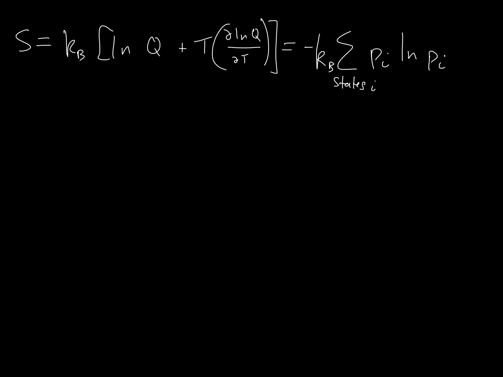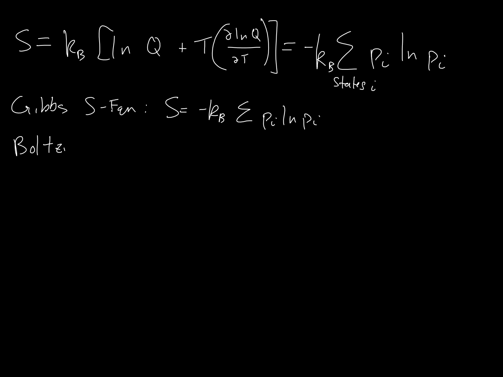Right, so if we take the summation of all the states times the probability and the natural log of that probability, scale it by the Boltzmann factor, and we can come up with the entropy. Right, so the Gibbs entropy equation is a generalized form of the Boltzmann entropy equation. In which case, we have the Gibbs S equation, is this one here, which is the generalized form of the Boltzmann entropy equation.